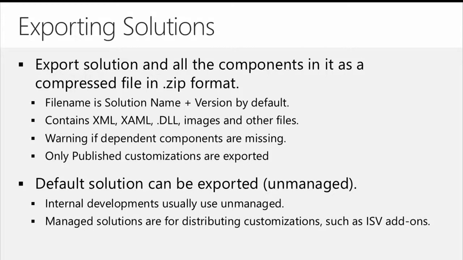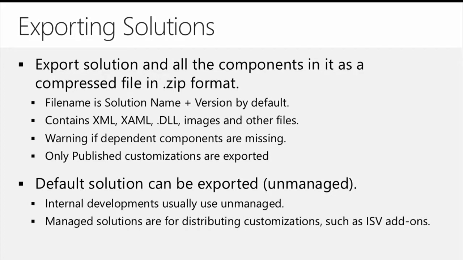Once you have all of the components and all of the items that you want to work with inside your solution, the next logical step is to go ahead and export it. When you export a solution, it's going to export the entire solution and all of the components that are in that solution in more or less a compressed zip file format. And when it does that, it will include the solution name as well as the version number by default. What it has in there is some XML files and some XAML files as well as some DLL files. Anything that would really need to be used as part of that solution is included from a transportability standpoint.